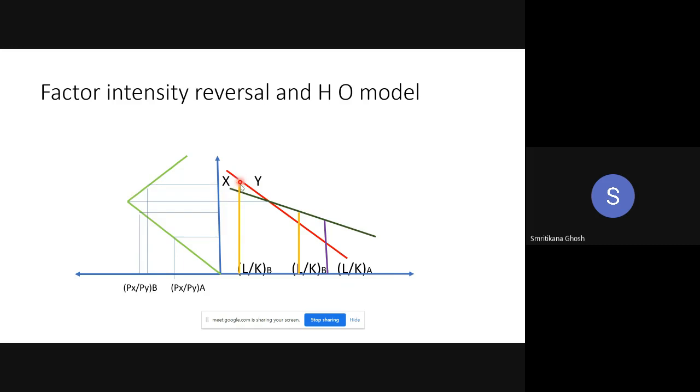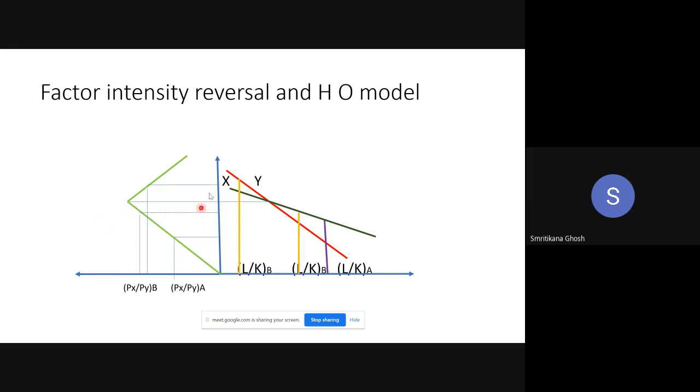So look, this is the wage rental ratio of country B. This is the wage rental ratio of country A. And this is the reversal point. Fine. Now look what happened. After trade, country A is labor abundant and country A will produce more of X, which is labor intensive, and will export it. What about country B?